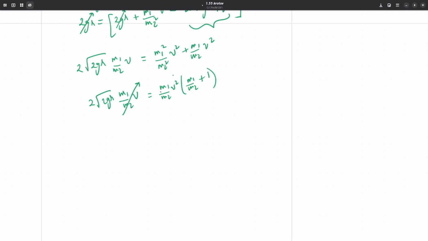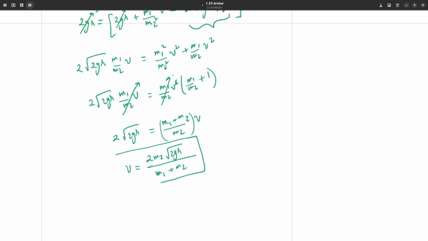From here m1, m2 and v cancel out, and we get 2 root 2gr equal to (m1 plus m2) by m2 times v. So v here is twice m2 root 2gr divided by m1 plus m2. So this is the maximum velocity the block gains. This is our answer.